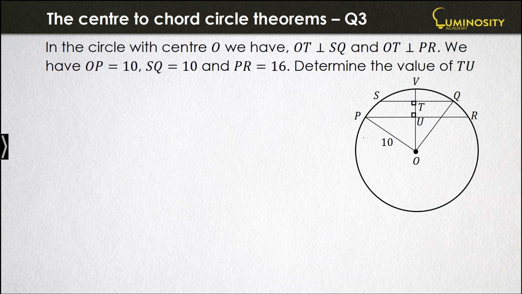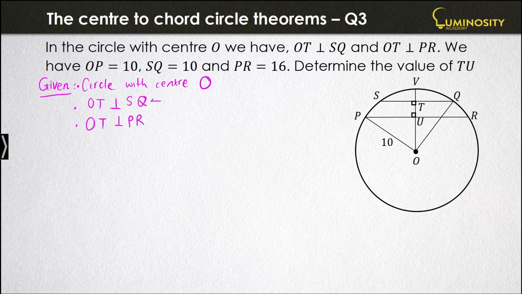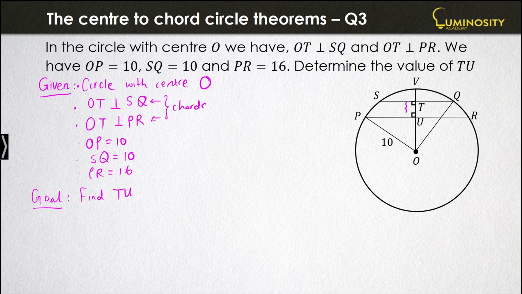So in the diagram, let's list all the information we've been given. We have a circle with center O, so that's important. We know what the center point is. We have that OT is perpendicular to SQ, and OT is perpendicular to PR. So these are the chords in the circle. We also have that OP is 10 units long, SQ is 10 units, and PR is 16 units. The goal here is to find the length of TU, which is the short distance here.